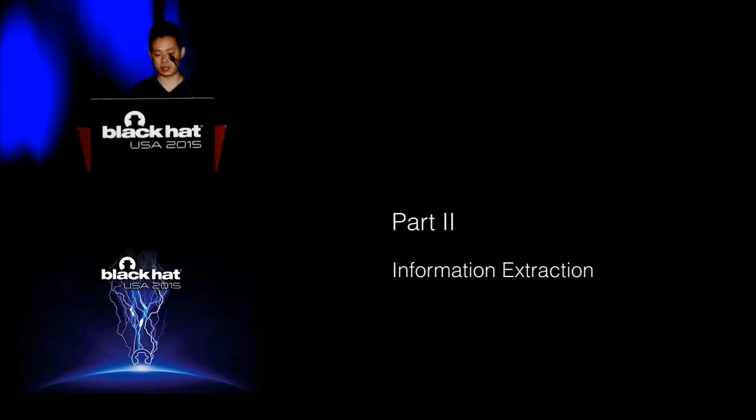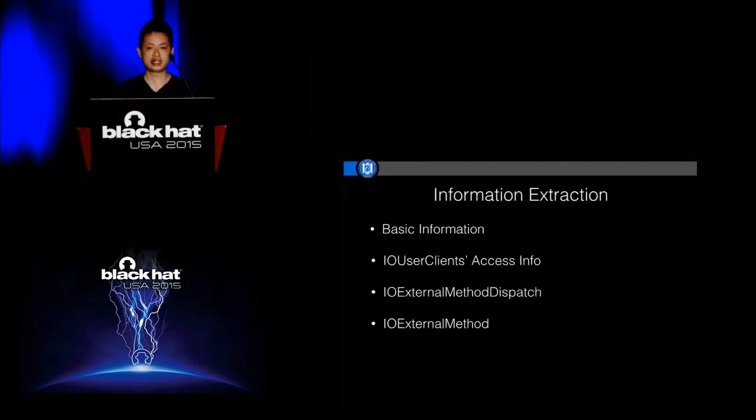Let's begin with information extraction. In this chapter, I will introduce how to extract the useful information about IOKit in the kernel and kernel extensions. There are 4 parts. The first part is basic information of all OSObject subclasses, then how to access a specific user client, third, IOExternalMethodDispatch, and fourth, IOExternalMethod. The last two are used for parameter checks in the kernel.